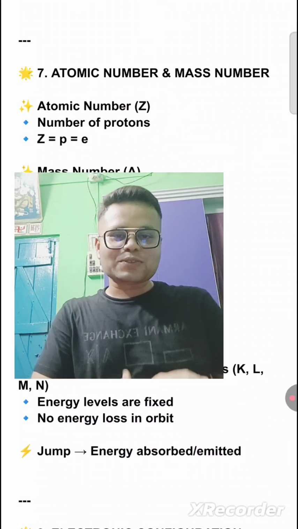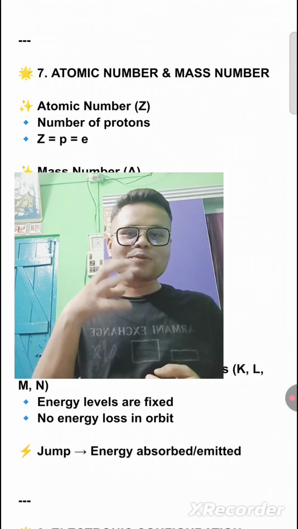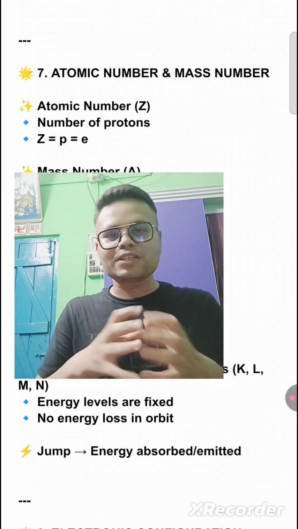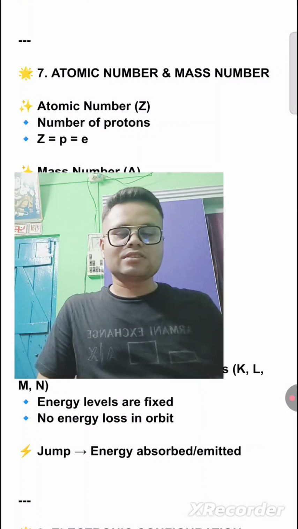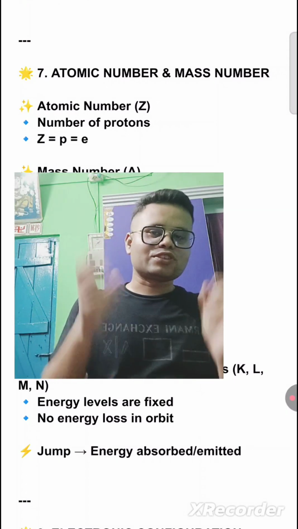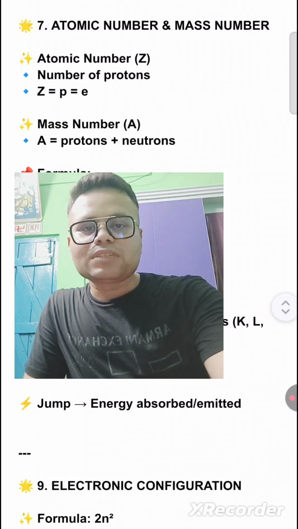Okay. Next, nucleons. What about nucleons? Nucleons are the combination of protons and neutrons. Both of them make up the nucleons. So nucleons equals proton and neutron. Remember it. Now, atomic number and mass number.